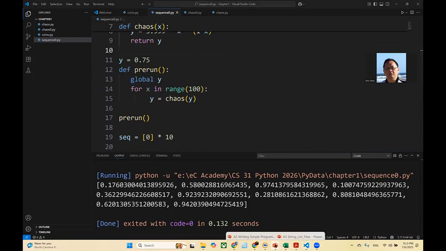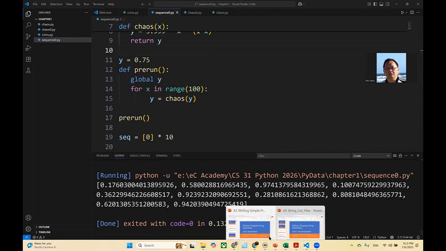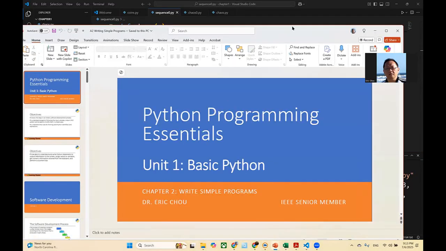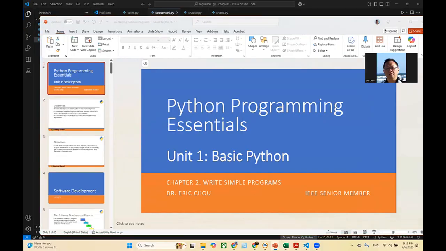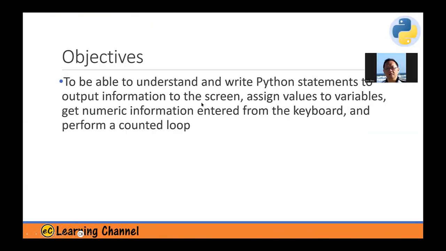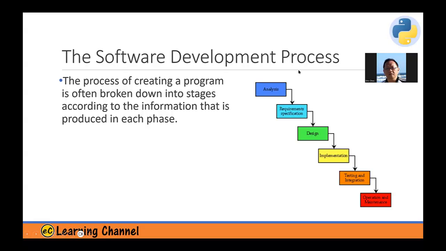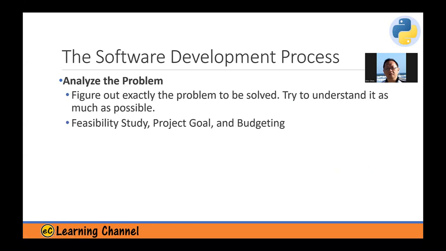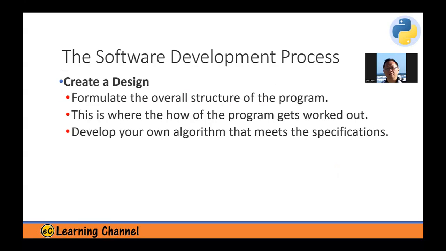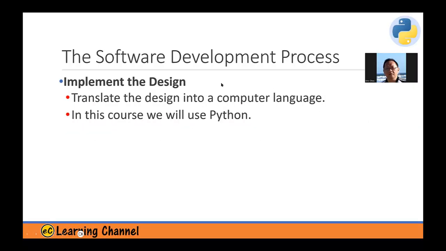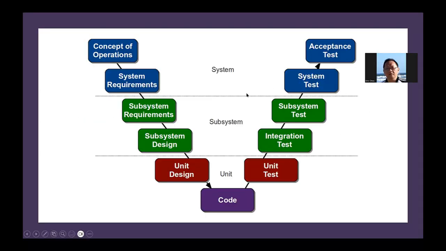Now let's go back to our slides. Writing simple functions for chapter 2. So you have software development from analysis, requirements, specification, design, implementation, testing. This is the process of the different stages of software implementation. You need to know that in the homework. So your program usually is create a design, implement, and then testing, and then maintain the program.